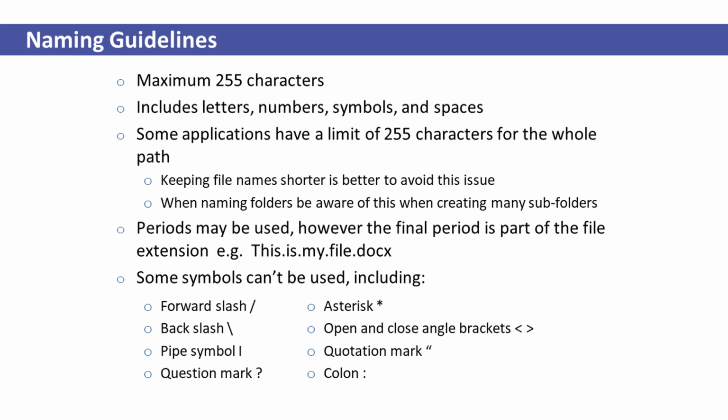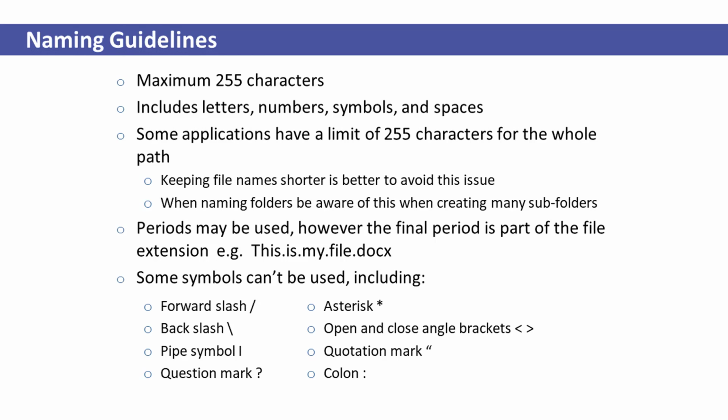However, it's important to know that there are also naming guidelines that do relate to the Windows operating system, and there are limits to what you can name your files within the Windows operating system. File names can be a maximum of 255 characters long. This includes letters, numbers, some symbols, and spaces.